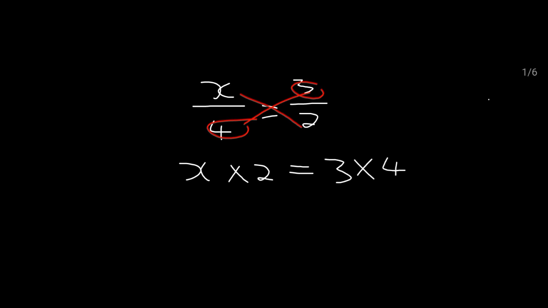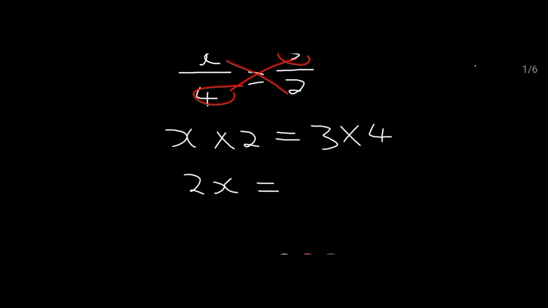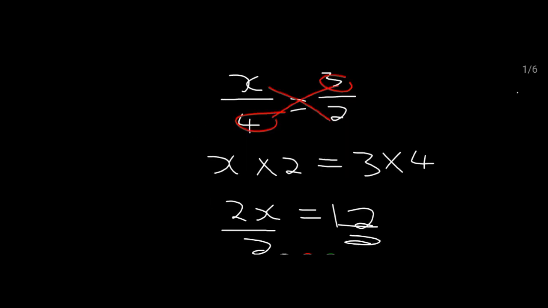It doesn't matter where you start. You can start with 3 multiplied by 4 equal to x multiplied by 2. It's your choice. So x multiplied by 2 is 2x, equal to 3 multiplied by 4, which is 12. So I'm going to divide both sides by 2 to remove the coefficient, and then x equals 12 divided by 2, which is 6.